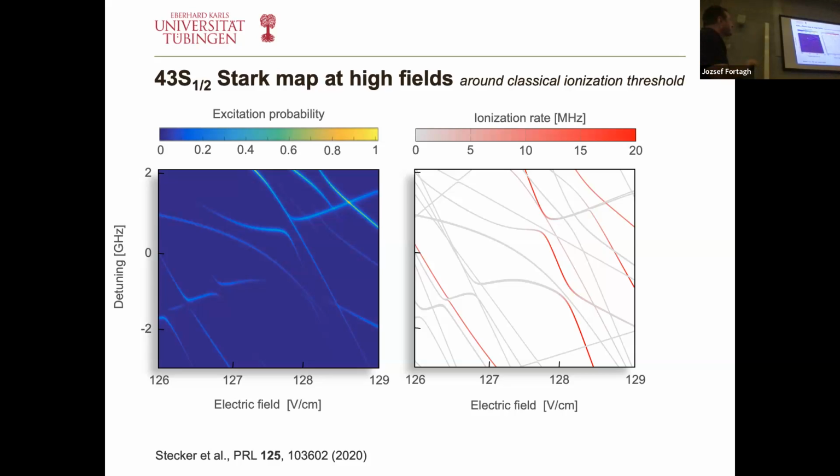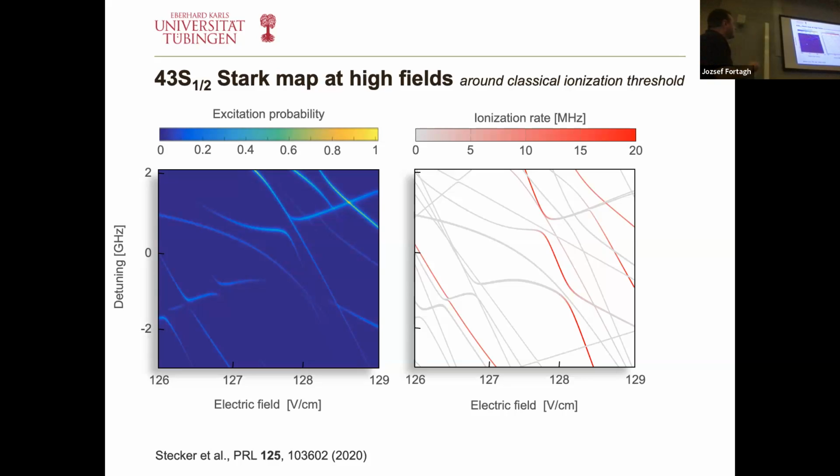So the diagram is the same. Here is the excitation probability, and here is the ionization rate. Look at, for example, this point. This is a strong probability for exciting, and the state is not ionizing. Look at this point in the red. This is a strongly ionizing state, but it can still be excited.